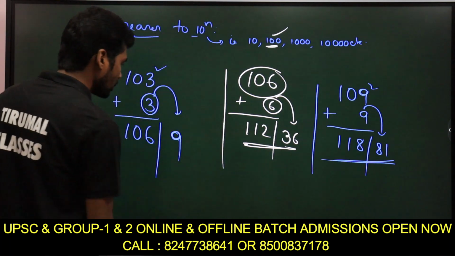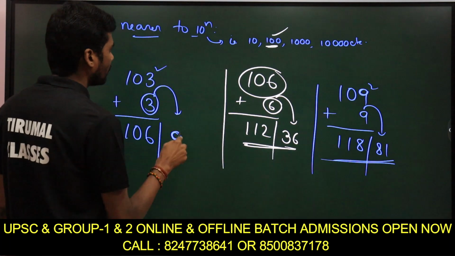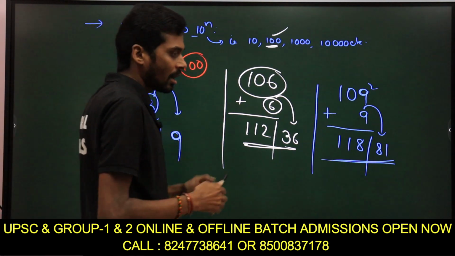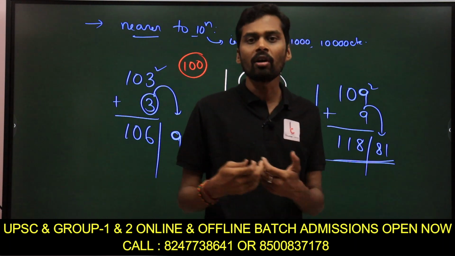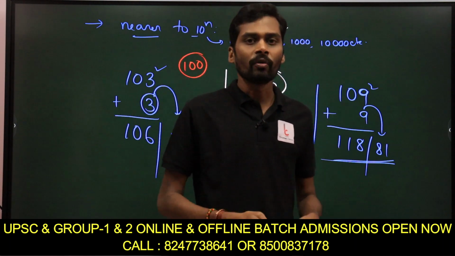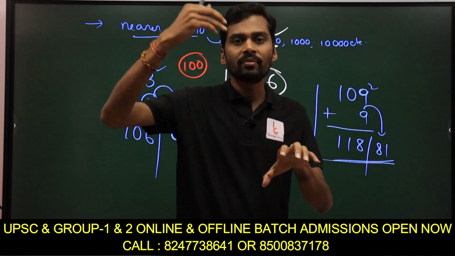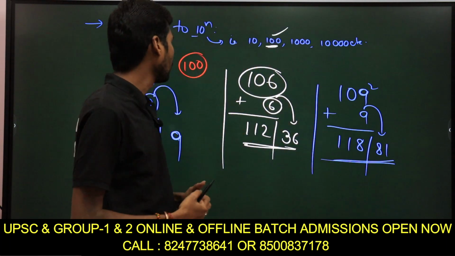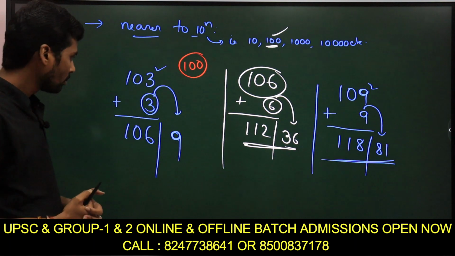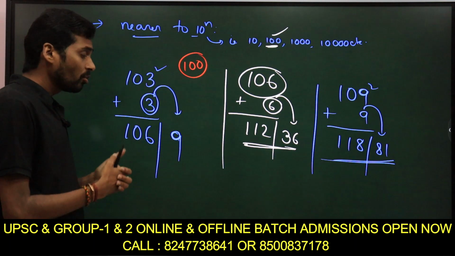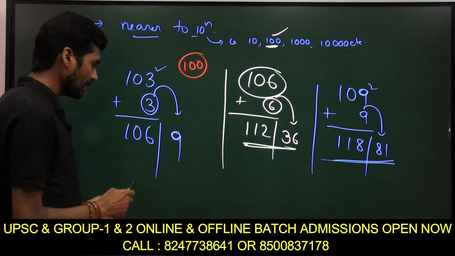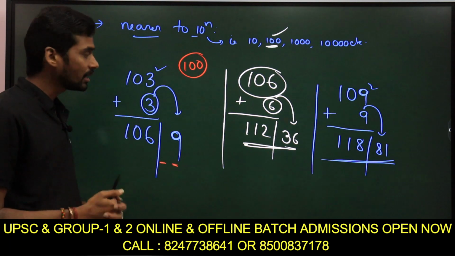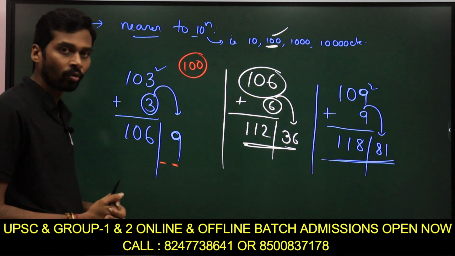So what is the base value I am taking here? The base value is 100. Base value means 100, 1000, 10,000, these are called base values. Because we are looking at how much the number is more than or less than 100, we call it the base value. What is the base value here? 100. So while doing the problem, always make sure that the number of digits in the right side part is equal to the number of zeros in the base value.